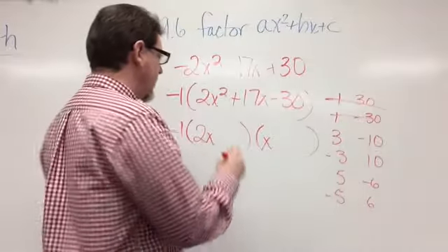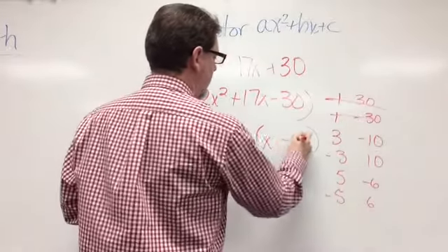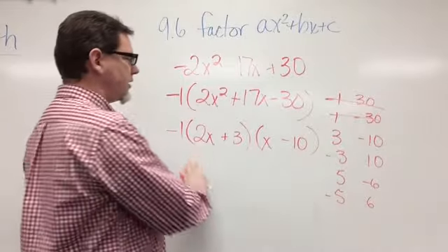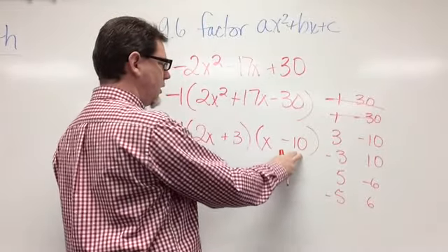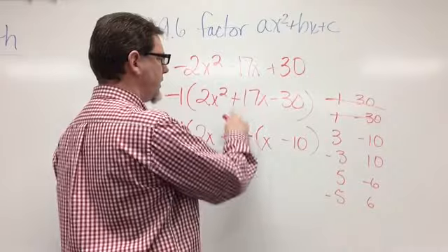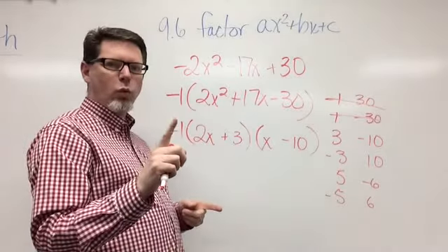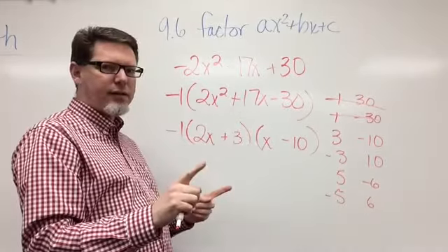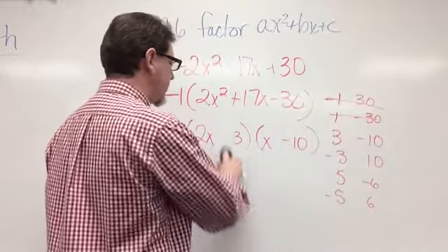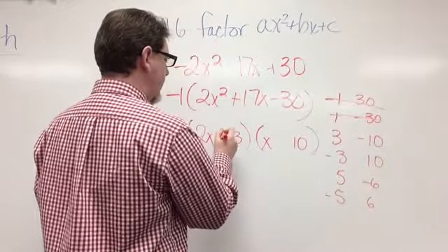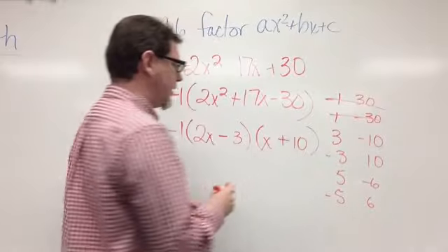What about 3 and negative 10? Plus 3 minus 10. Well, 2x times negative 10 is negative 20. Negative 20 plus 3 is negative 17. Ooh, that's negative 17. How can I make that positive? What if I just did this? I did minus 3 and plus 10.